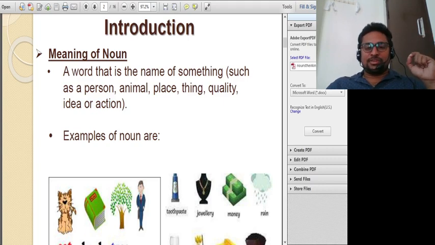It denotes subject names also. English, Telugu, mathematics, this is also a proper noun. Okay, Sunday, Monday, Tuesday, Wednesday, Thursday, it is also a proper noun. Week is a common noun and Sunday, Monday are proper nouns. January, February, these all come under the category of proper noun, and if I mention month, it is a common noun.